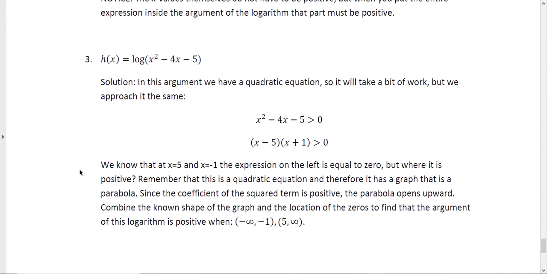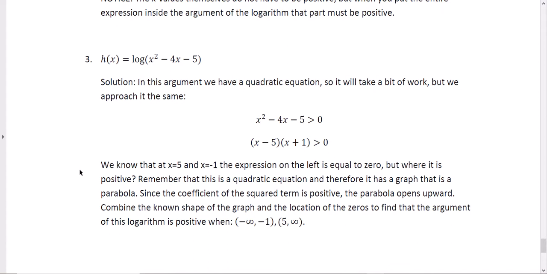This one's going to take a little bit of work and some knowledge of our quadratics, which I know you have. h of x equals log of x squared minus 4x minus 5. Now, there's no base written. So with no base written, it's automatically base 10. That's the first thing you should think: oh, it's base 10 because nothing's written. But that has nothing to do with domain. It doesn't matter what the base is. We always just look at the argument.